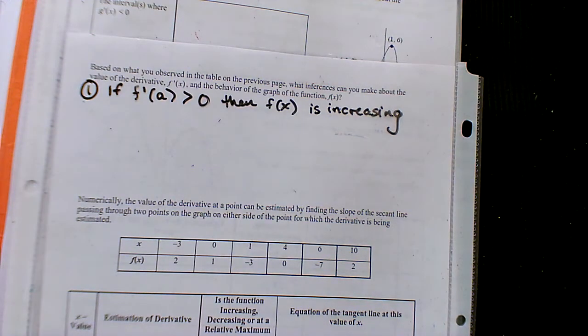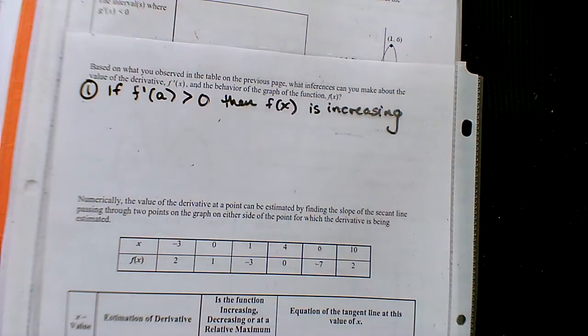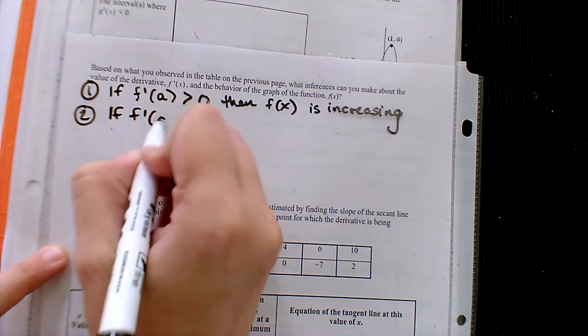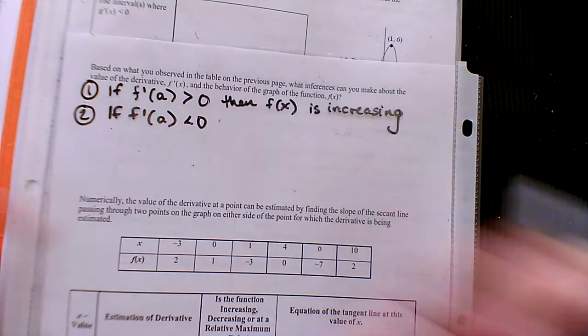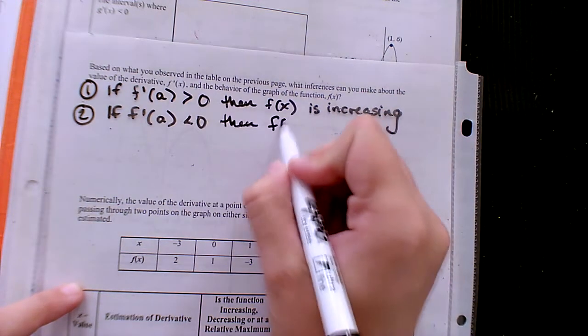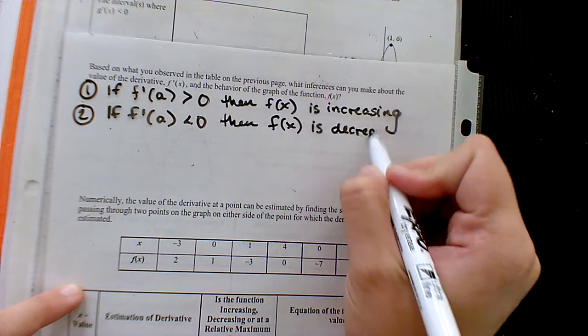What does the derivative mean again? Slope of tangent line. If your slope is positive, aren't you increasing? Makes sense, right? If the derivative is positive, if the slope is positive. The second thing, if the derivative at a specific spot was negative, less than 0, then the function is decreasing.